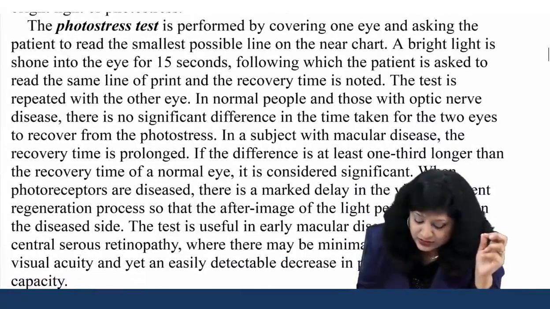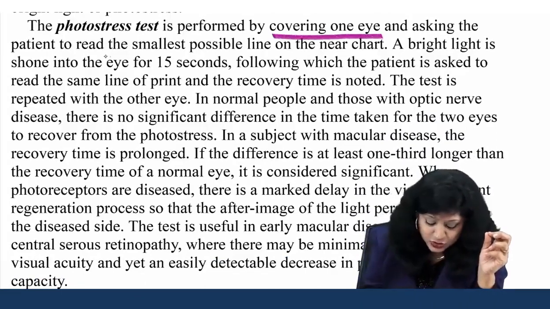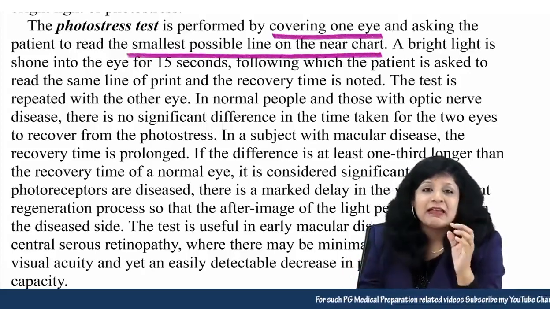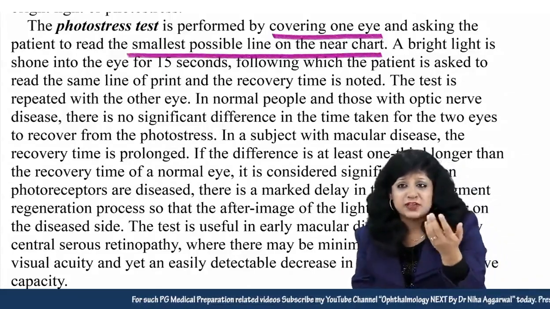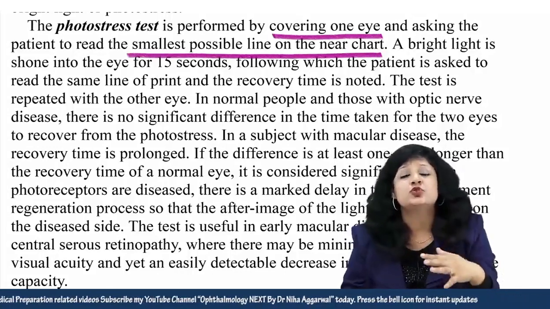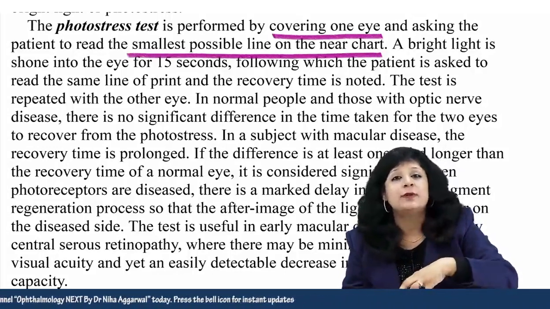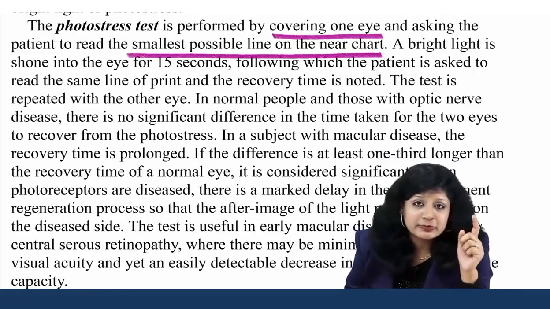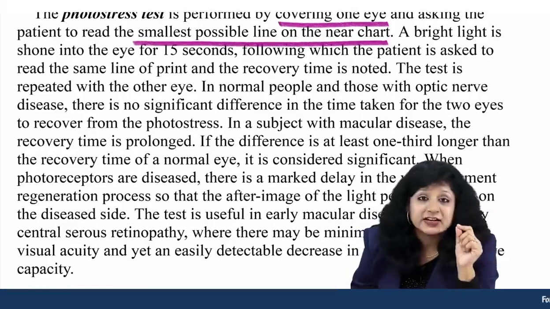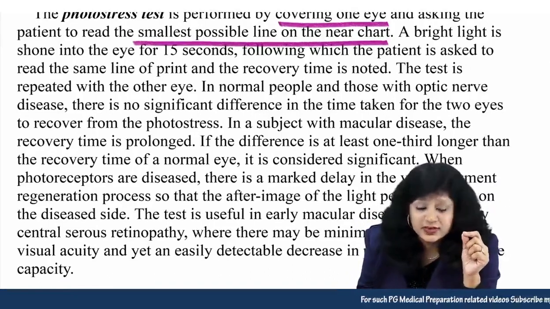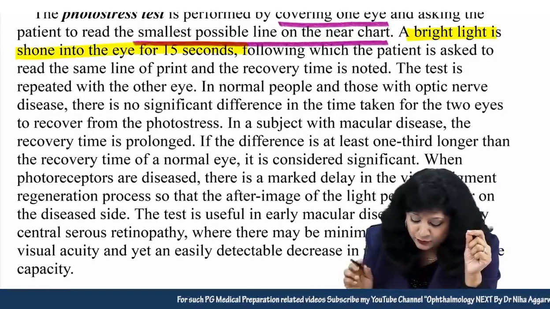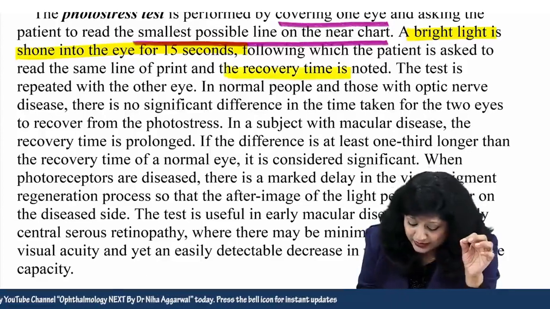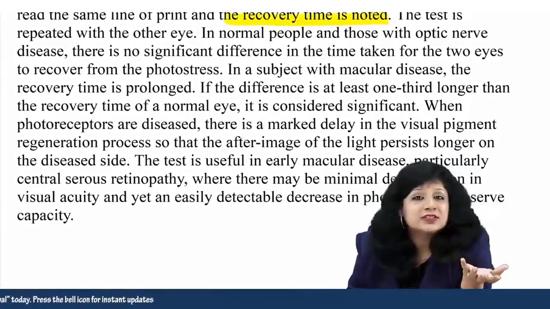The photo stress test is performed by covering one eye and asking the patient to read the smallest possible line on the near chart. If he has some near glasses, ask the patient to hold those specs in the lap only, because he has to use these spectacles again. So read the smallest possible line in the near vision chart. A bright light is then shown into the eye, so you have to do the stress by the photo. This is for 15 seconds, and then ask the patient to read that line again and note the recovery time. Then you have to do this test in the other eye also.